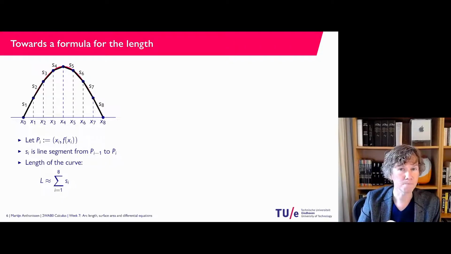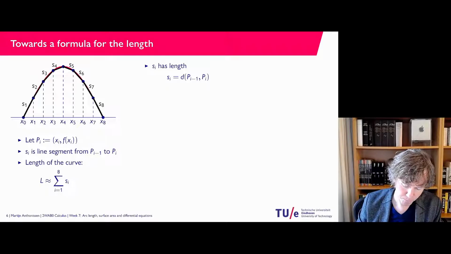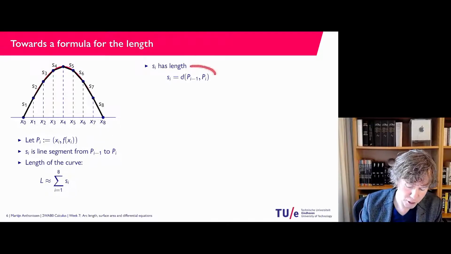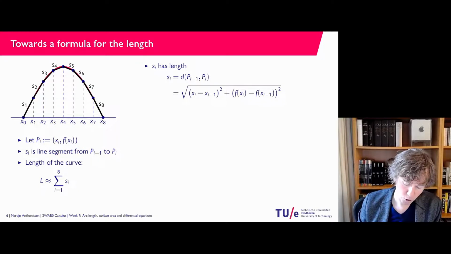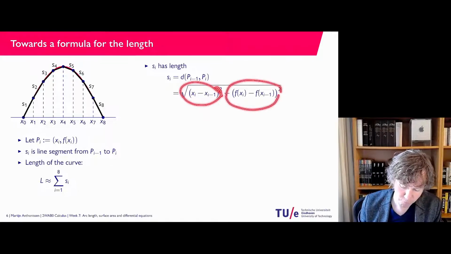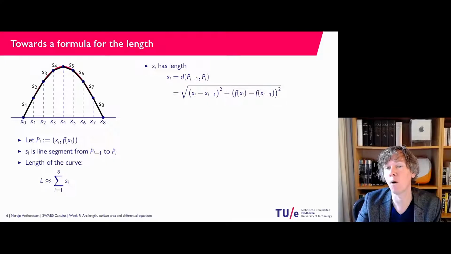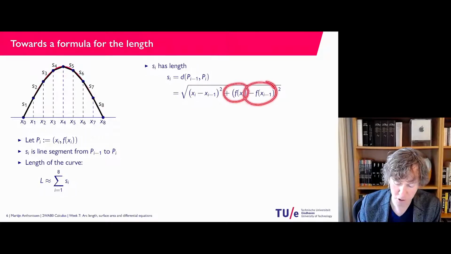What I'm going to do next is find a formula for Si. So how can we do that? Well, the length of Si is the distance between the 2 endpoints. For the 2 endpoints, I know the coordinates because the coordinates are always (xi, f(xi)). So what we have is that it's the square root of the difference between the x coordinates squared plus the difference between, well, delta y it says, the difference between the y coordinates, which is f(xi) minus f(xi minus 1), squared.